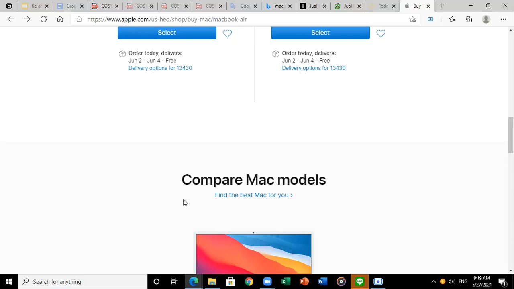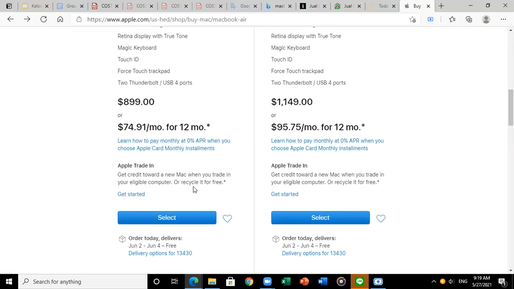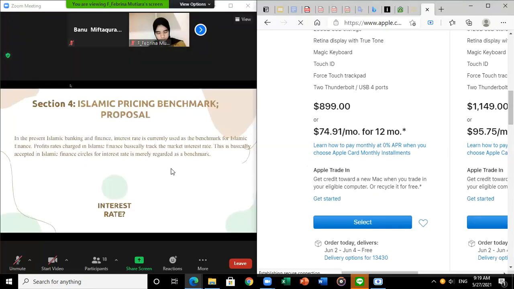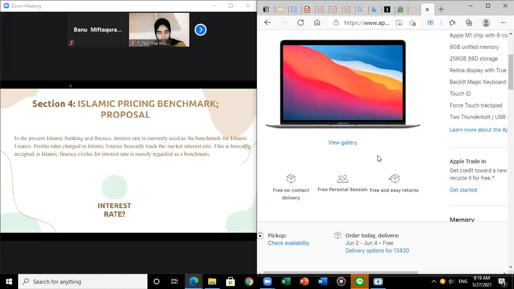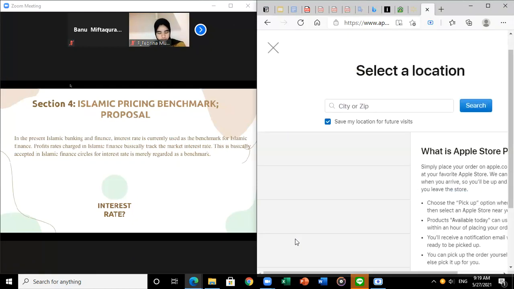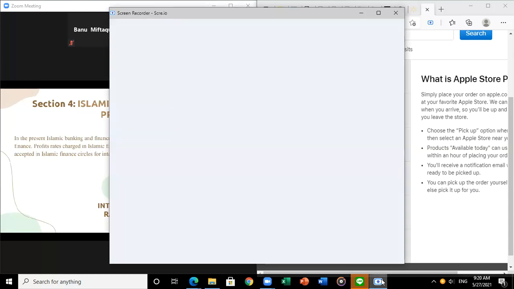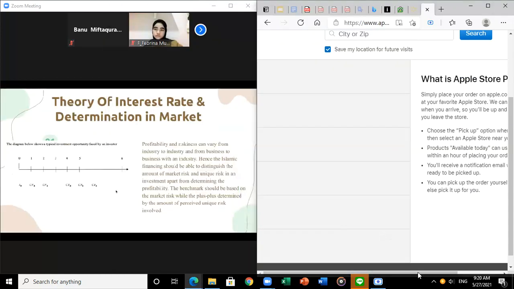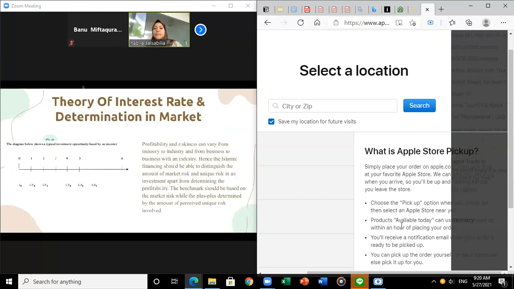So we're introducing new benchmark pricing models for Islamic banks. There is an urgent need to create a new benchmark as an alternative to the interest-based rate as stated earlier. The fundamental reason for introducing the new benchmark as an alternative to the interest-based borrowing and lending benchmark is the prohibition of riba itself. So in the next slide, we're going to talk about the theory of interest rate and how we determine the interest rate in the market.